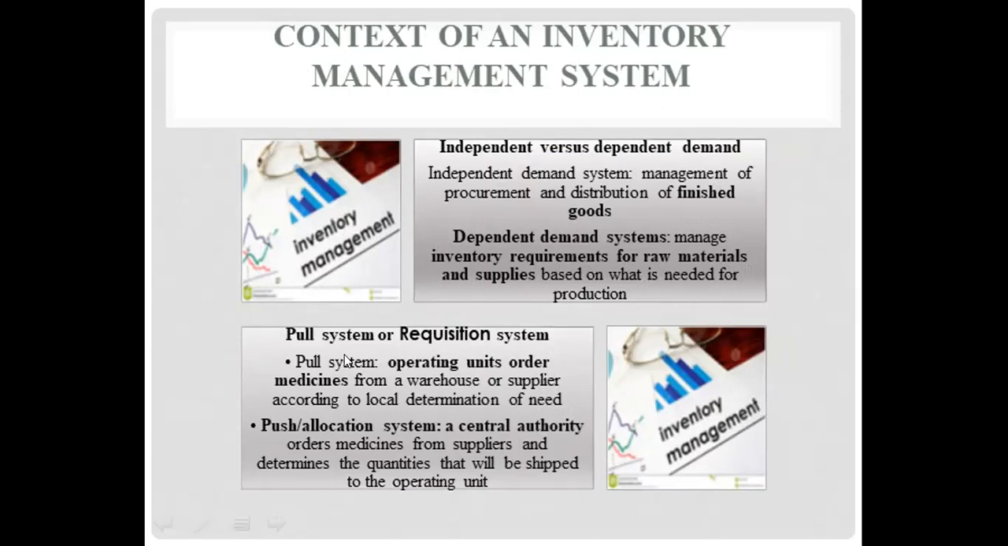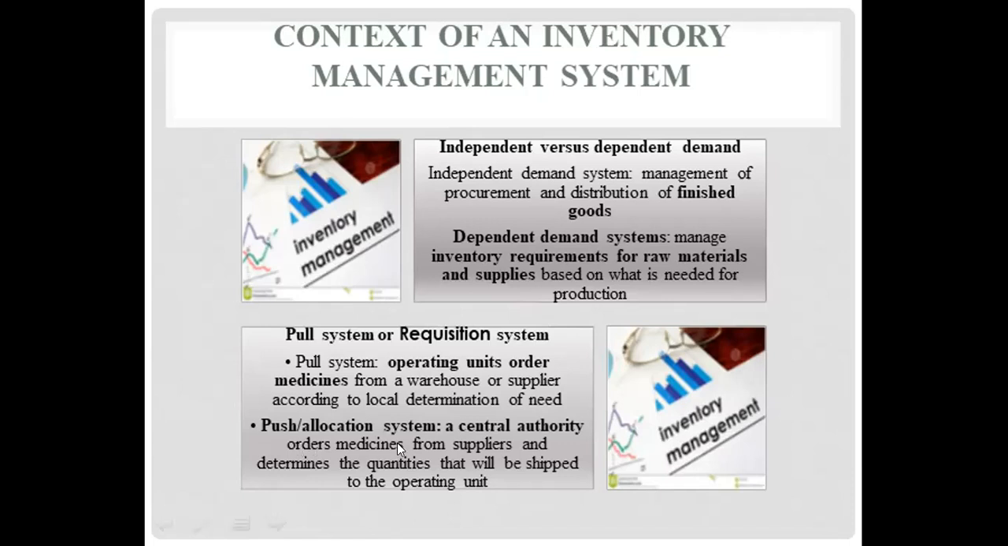There is also a pull system or acquisition system. In a pull system, the operating unit requests medicine from the warehouse or suppliers according to local determination of need. In a push or allocation system, a central authority in any hospital orders medicine from suppliers and determines the quantity that will be shipped to the operating unit. A push system is not based on actual patient demand or any actual demand.